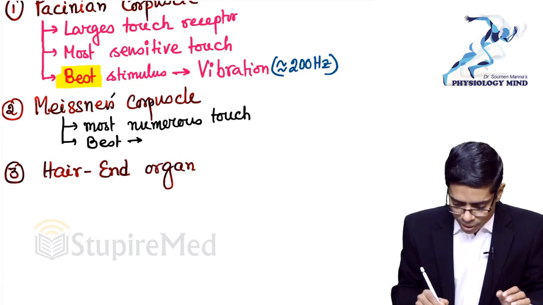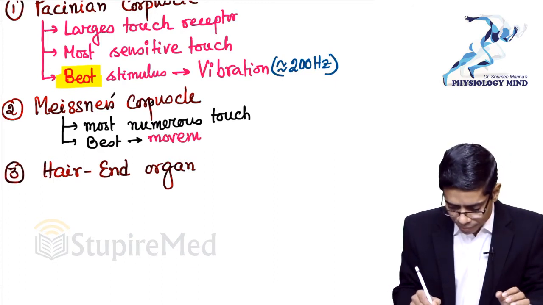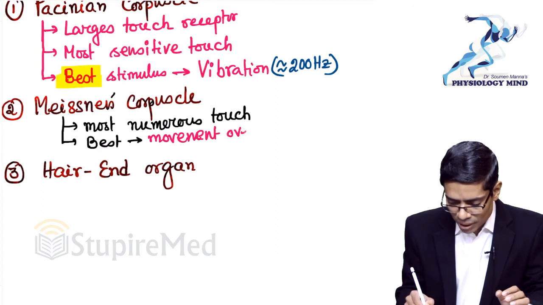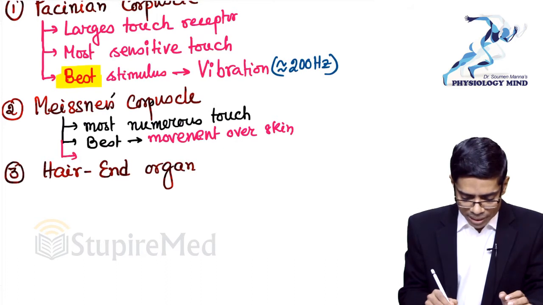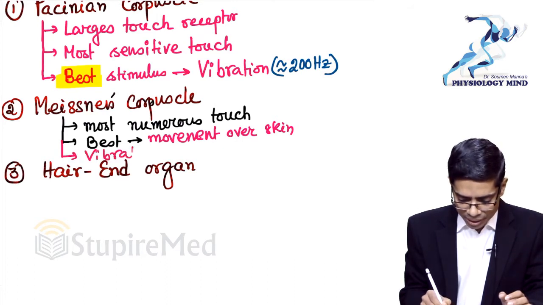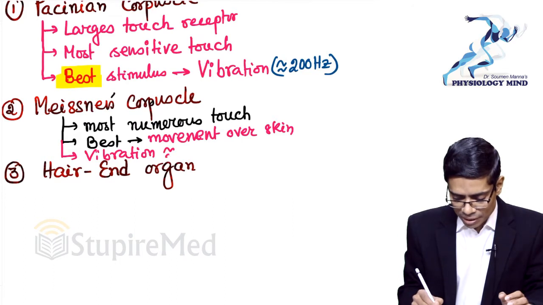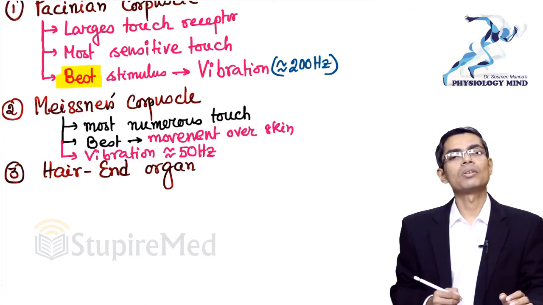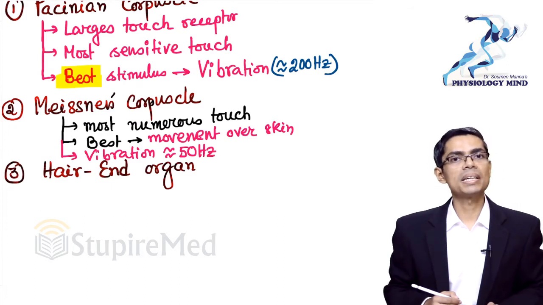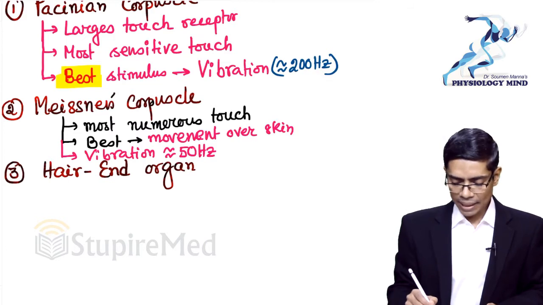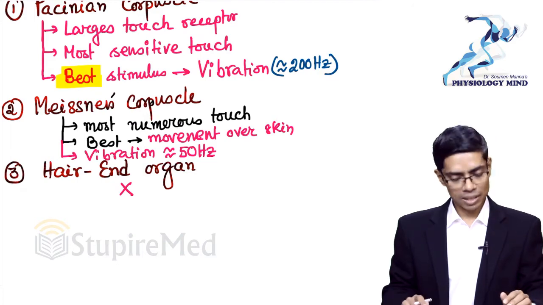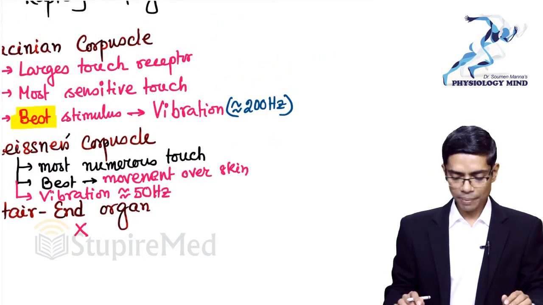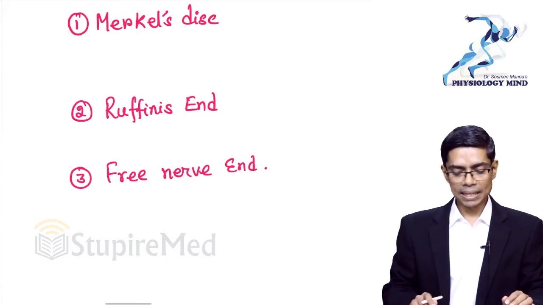How? By activation of these Meissner's corpuscles. So this is movement over skin, right? And it can also detect vibration, but the vibration frequency for Meissner's corpuscle is around 50 Hertz. Means low frequency vibration can also be detected by Meissner's corpuscle. And hair end organ, I told you already that this is a non-specific type of touch receptor. So this is all about the rapidly adapting receptors.